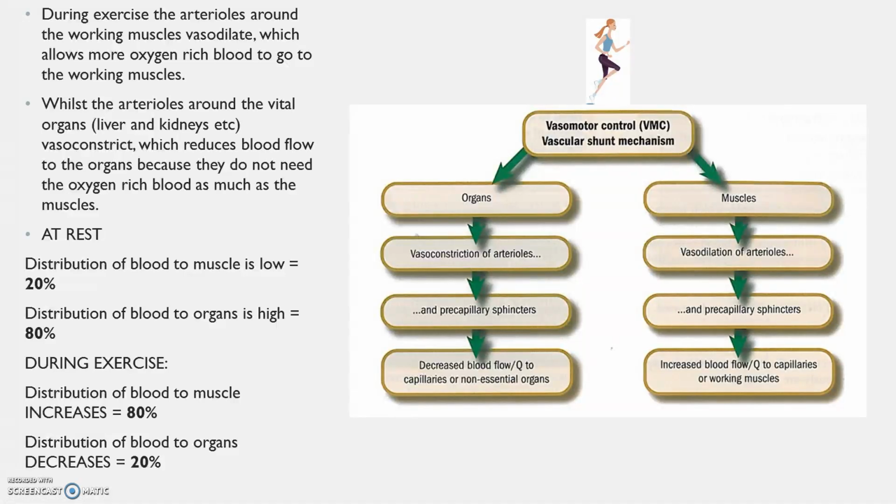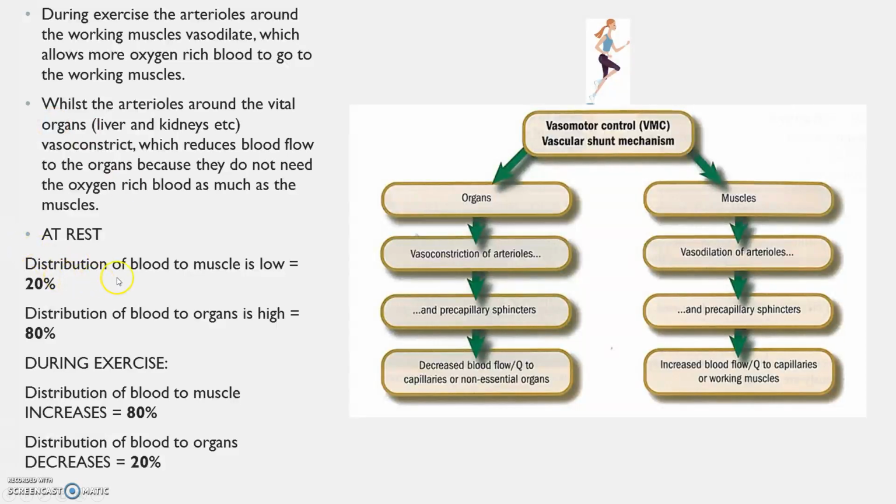We also looked at this during Unit 7 as well. All we need to know is that during exercise, more blood goes to our muscles and less goes to our vital organs. So during exercise, the arterioles around the working muscles vasodilate, so they widen. This allows more oxygen-rich blood to go to the working muscles. Whilst the arterioles around the vital organs, liver and kidneys, etc., they vasoconstrict, they narrow, which reduces the blood flow to the organs because they do not need the oxygen at that moment in time. Therefore, most of the blood, therefore oxygen, is going to our working muscles because the muscles need it. The organs don't need it. We don't need to digest food whilst we're exercising.